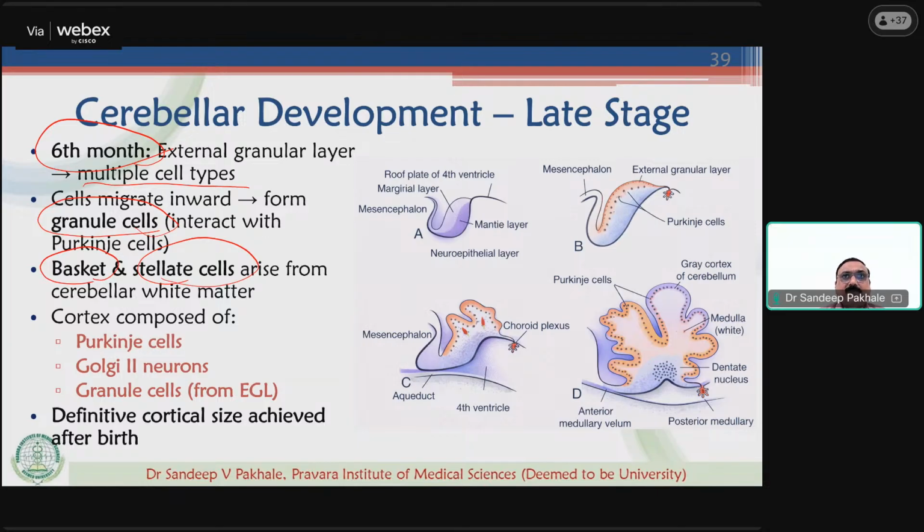They continue to mature and reach the definitive size after birth. The definitive cortical size is achieved only after birth. In contrast, the deep cerebellar nuclei, such as the dentate nucleus, attain their final position before birth. So that is the only thing which attains maturity before birth, that is the dentate nuclei.